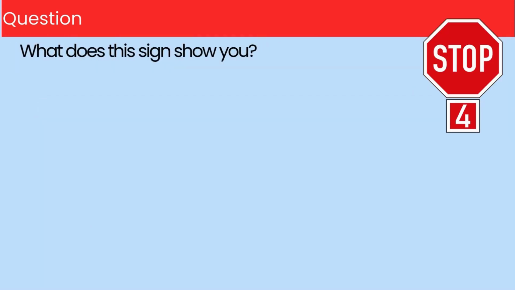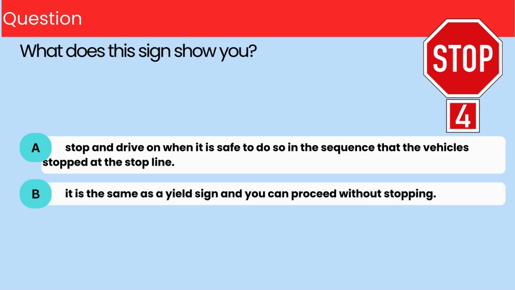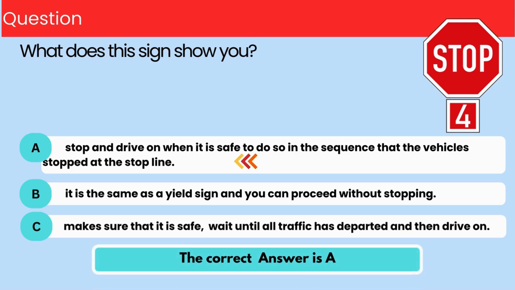Question. What does this sign show you? A. Stop and drive on when it is safe to do so in the sequence that the vehicle stopped at the stop line. B. It is the same as a yield sign and you can proceed without stopping. C. Makes sure that it is safe, wait until all traffic has departed and then drive on. The correct answer is A.